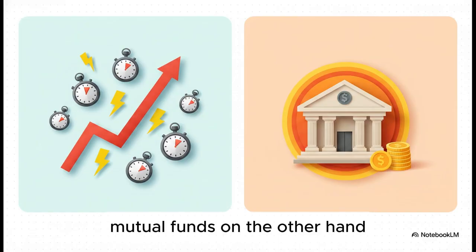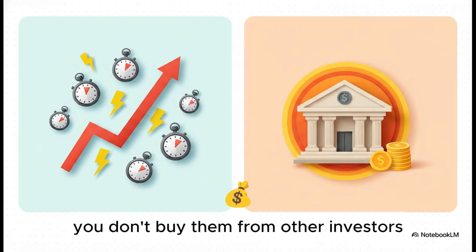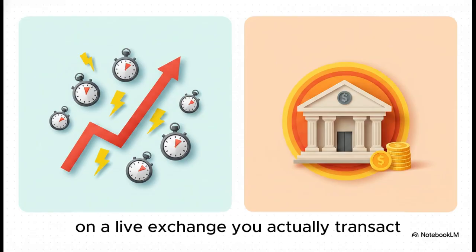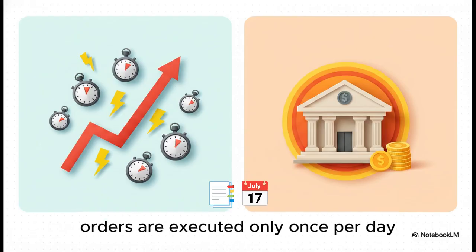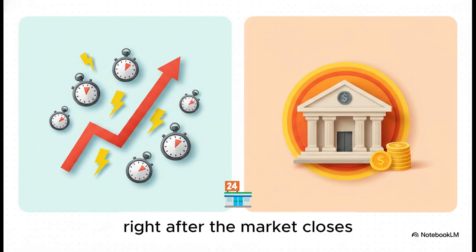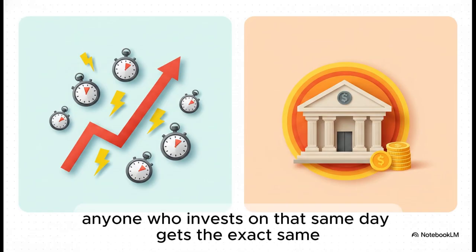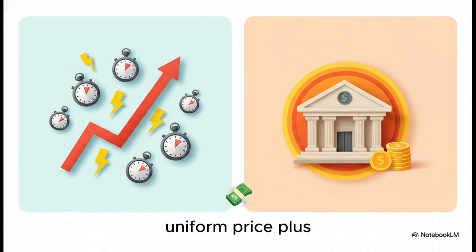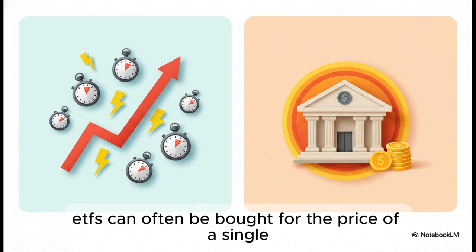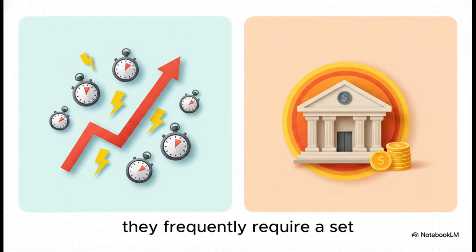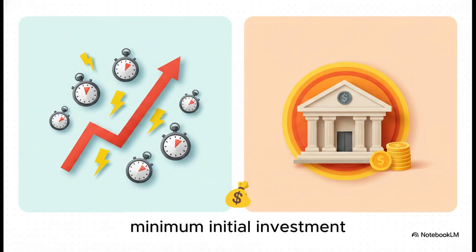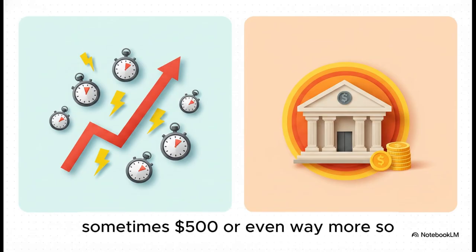Mutual funds, on the other hand, are totally different animals. You don't buy them from other investors on a live exchange. You actually transact directly with the investment company itself. Orders are executed only once per day, right after the market closes. Anyone who invests on that same day gets the exact same, uniform price. Plus, ETFs can often be bought for the price of a single or even fractional share. Mutual funds, they frequently require a set minimum initial investment, sometimes $500 or even way more.